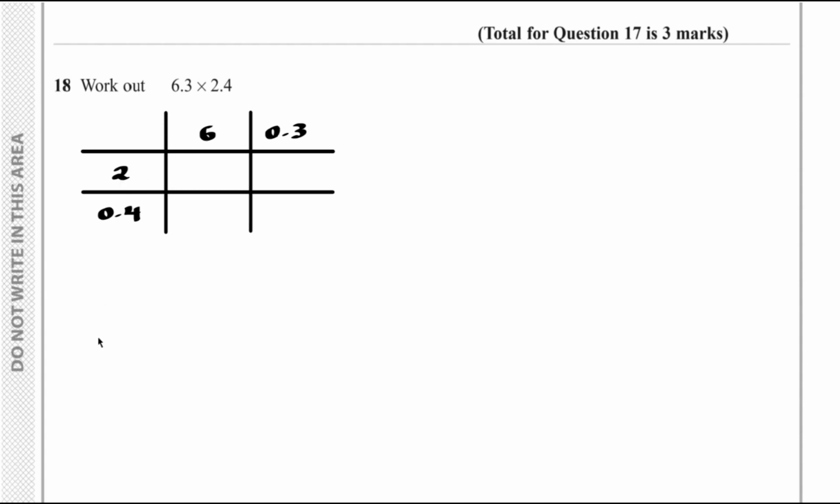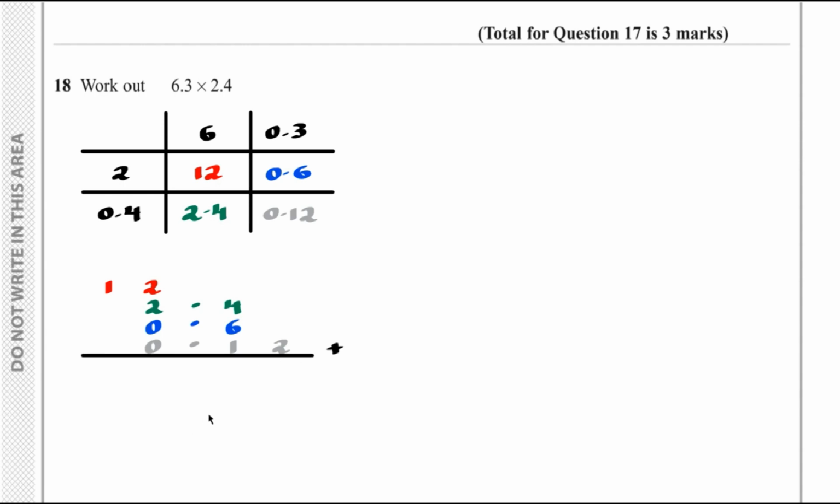2 times by 6 is 12. 2 times 0.3, that's 0.6. 0.4 times 6 is 2.4. 0.4 multiplied by 0.3, that's 0.12. We now need to add these together. So we have 12 plus the 2.4 plus the 0.6 plus the 0.12, which we need to add together.